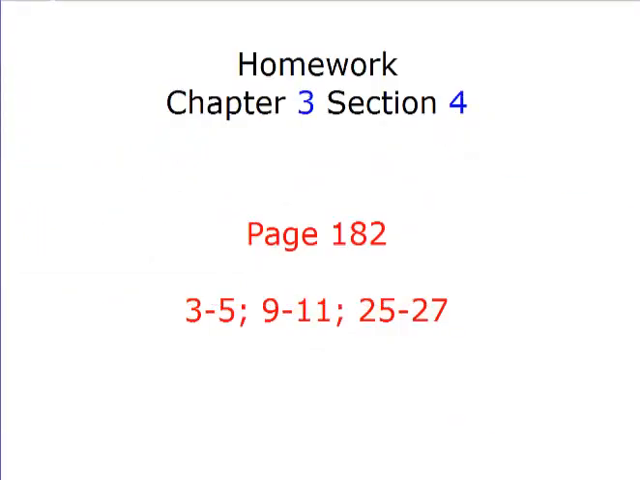And here's your homework. So 3, 4, 5. Show if the ordered triple is the solution to the system. Okay, that's what we did first, right? Plug it in. Yes, no, yes, no, yes, no. 9 through 11 are 3 by 3 systems that you have to solve. 25 through 27, those are 3 by 3 systems you have to solve. So there's 6 of those.